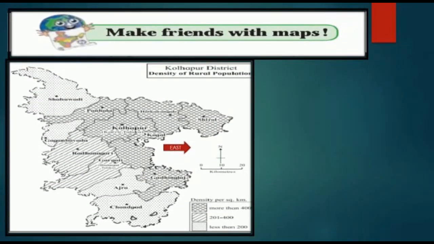Students, let's observe the map. Here we have a map of population. This is an isopleth method map. Let us try to understand. The map is showing the rural population of the Kolhapur district. Density is more than 400 per square kilometer over the center and the eastern part of the region, decreasing to less than 200 per square kilometer in the extreme north and south.